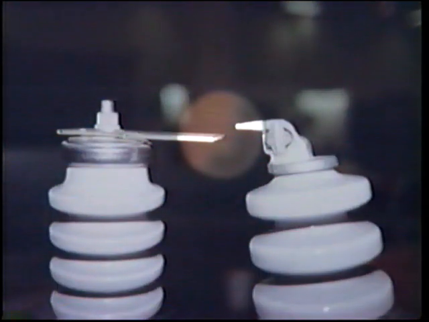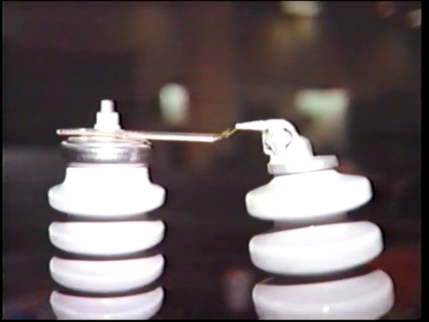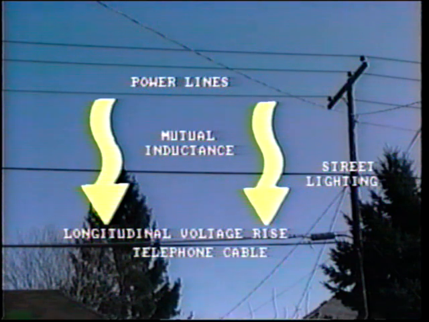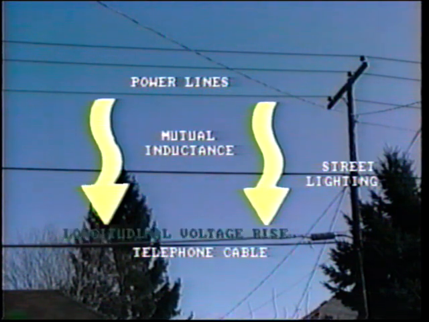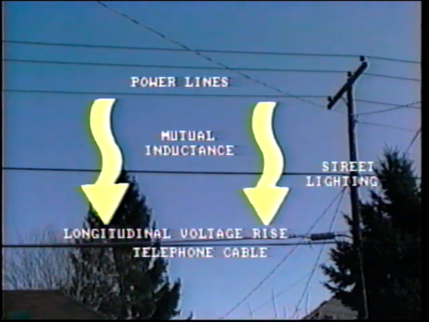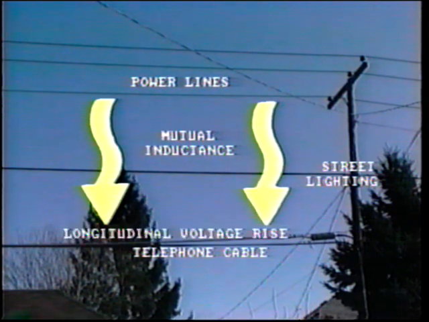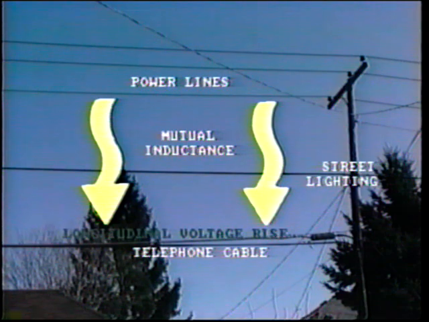The air gap may be fixed or adjustable in some cases. It's set to flash over at the desired level of overvoltage, which will protect cable insulation. The spark gap breakdown voltages operate within the range of 1,000 volts to 100,000 volts. However, with insulated telephone lines, a more common problem is that of induced longitudinal voltage rise. This is usually within the range of 500 to 1,000 volts.